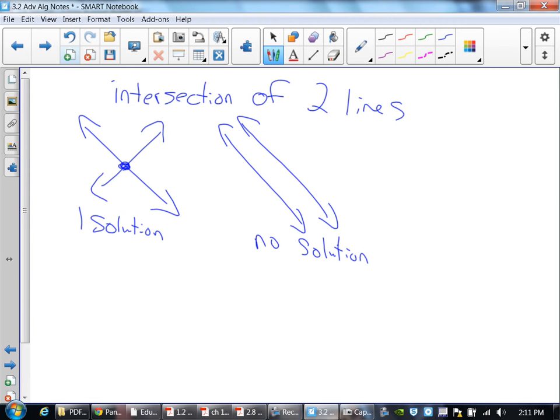And what's the other one? They're on the same line. Sometimes you get an equation that's written out the same way with a different scalar. If they're the same line, they have infinite solutions. Every single ordered pair is a solution.